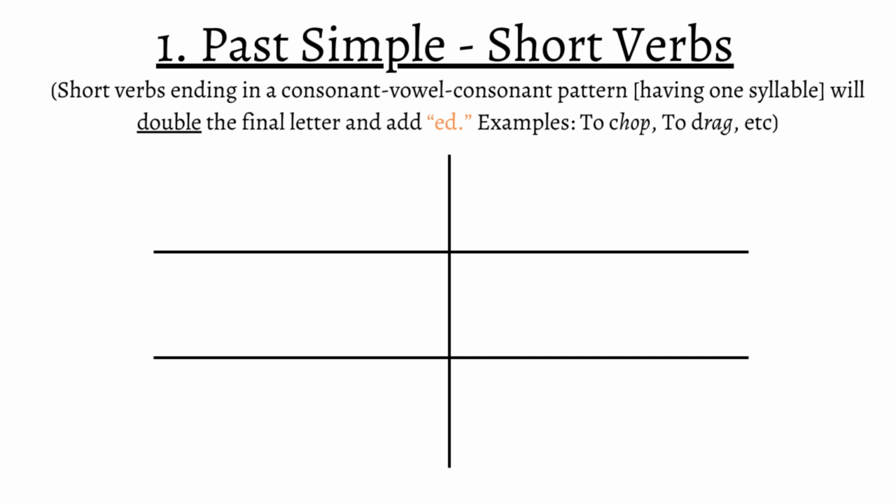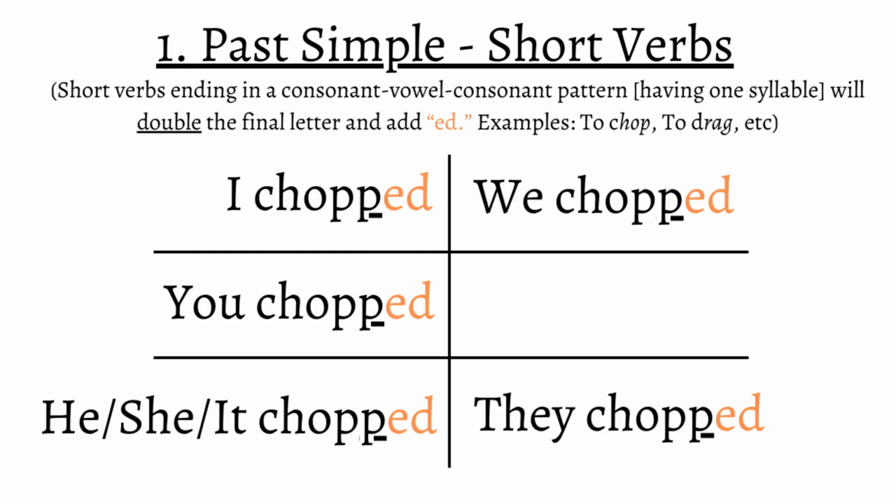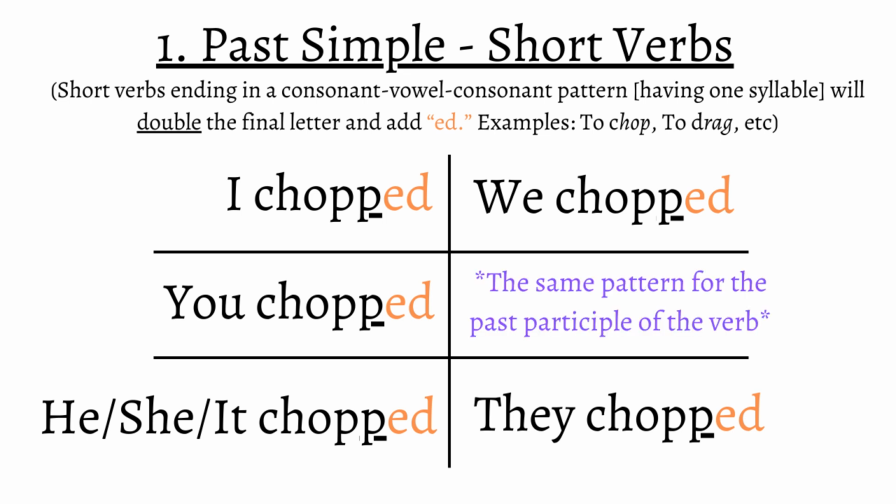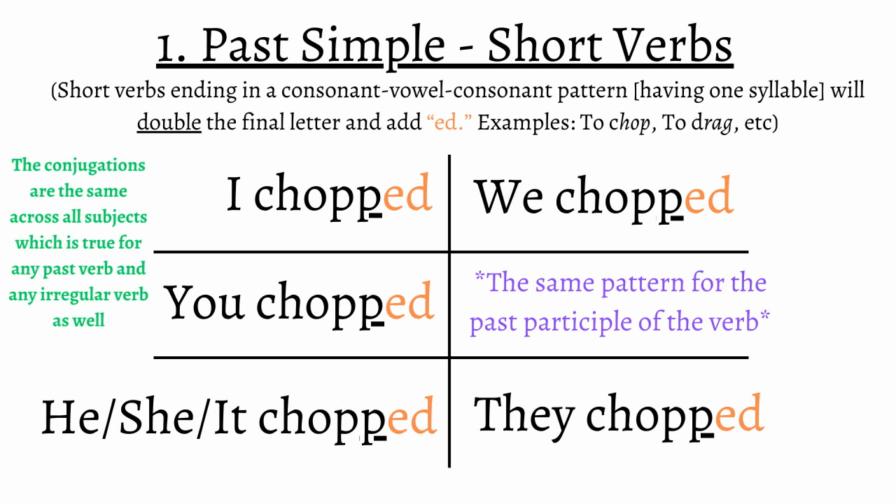To chop in the past simple will look like this: I chopped, you chopped, he, she, it chopped, we chopped, and they chopped. The pattern for this verb doubles the final letter and adds ed, and it's also the same pattern for the past participle of the verb. The pattern is also the same across all pronouns, which is why the past simple has one of the easiest patterns. The conjugations are the same across all subjects, which is true for any past verb and any irregular verb as well.